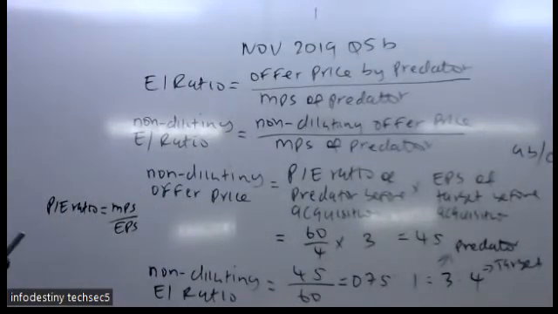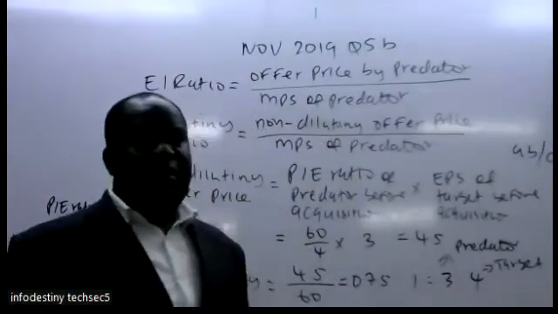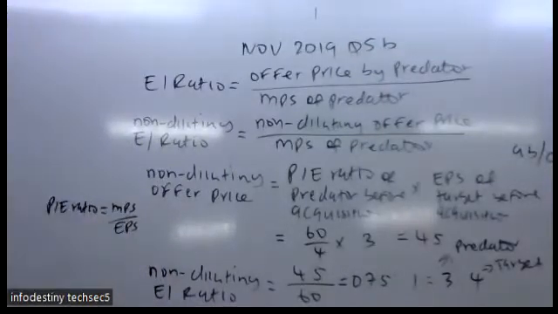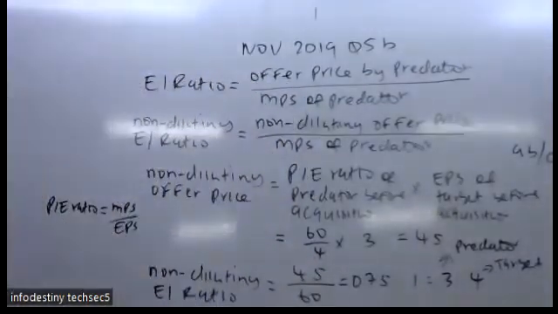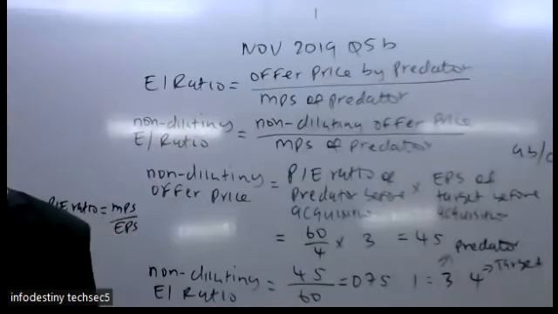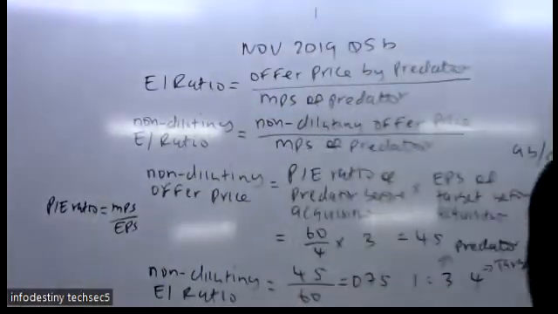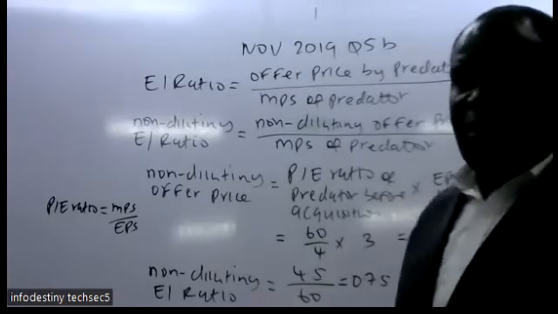So we can conclude that it implies that the predator is offering 3 shares in order to acquire 4 shares of the target. That is now what we mean by the non-diluting exchange ratio.